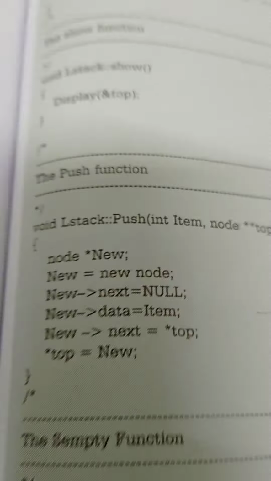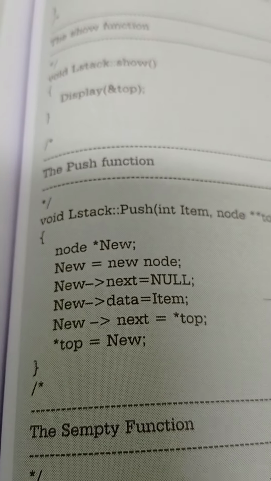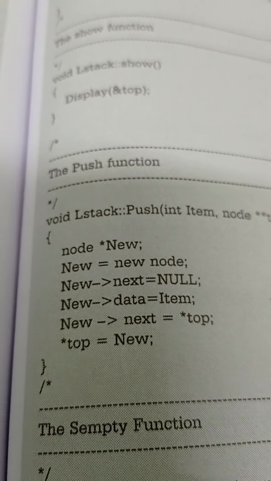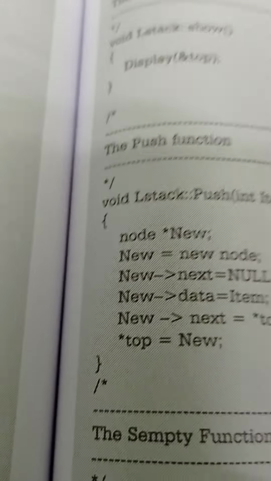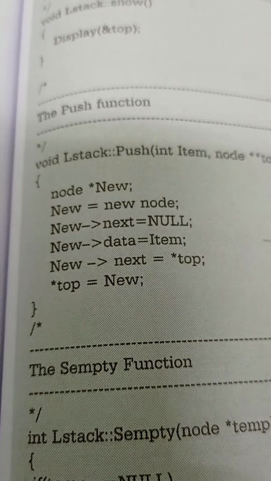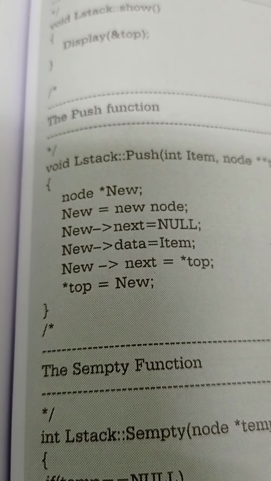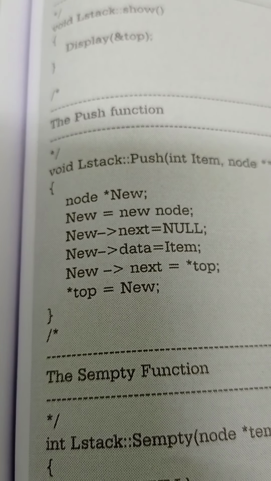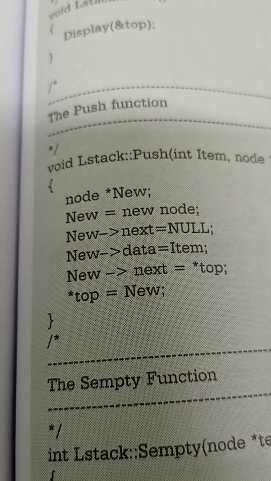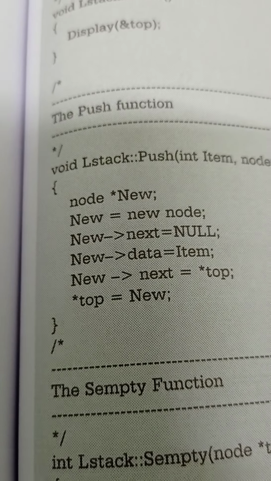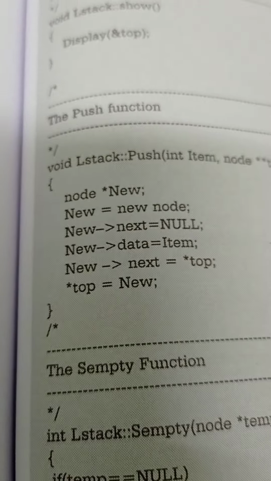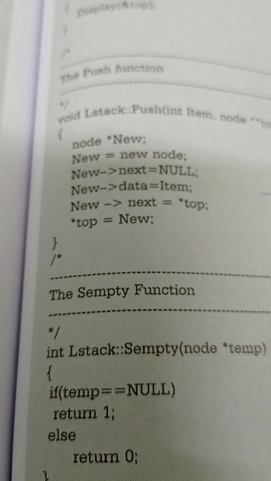We already discussed in the class what is the top of the stack, what is push operation, what is pop operation, what is stack empty operation, what is stack full operation, everything we discussed. Here new next top equal to new, so that it will point to the next memory location where we can insert a few more data into the stack. That is about the push function.